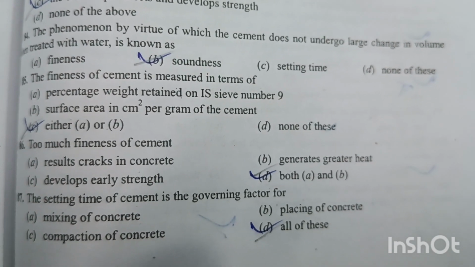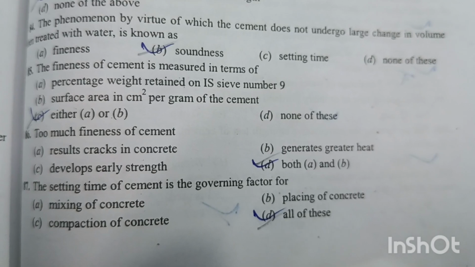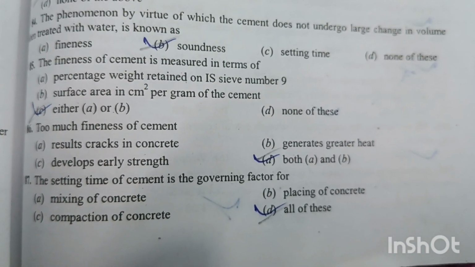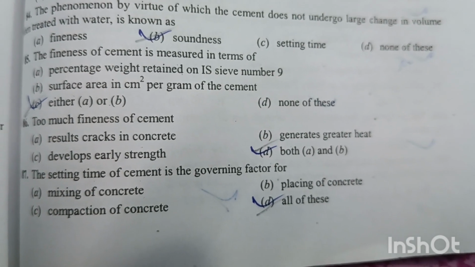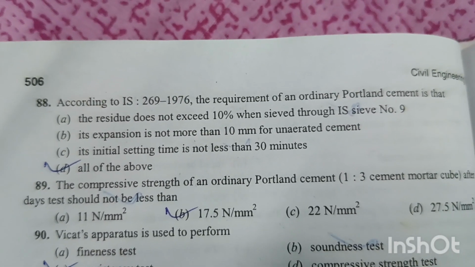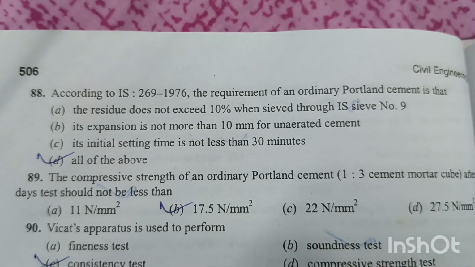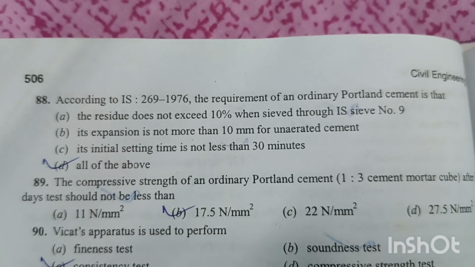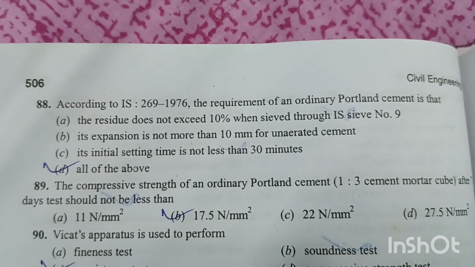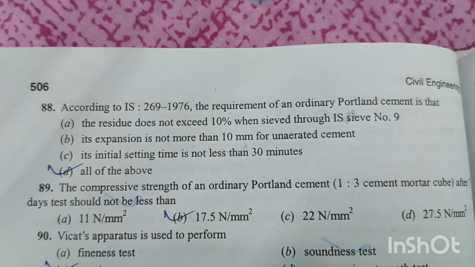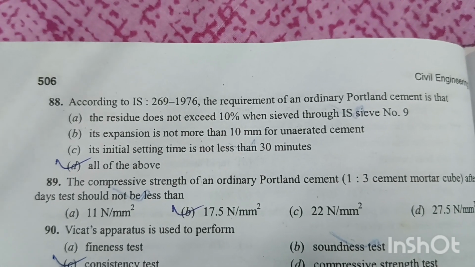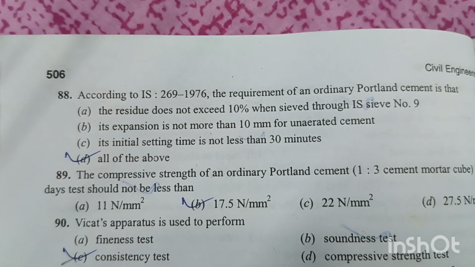Question number 87. The setting time of cement is a governing factor for mixing of concrete, placing of concrete, compaction of concrete. Option D is the right answer, all of this. Question number 88. According to IS 269/1976, the requirement of an ordinary Portland cement is that option A, the residue does not exceed 10% when sieved through IS sieve number 9. Right. Option B, its expansion is not more than 10 mm for unaerated cement. Right. Option C, its initial setting time is not less than 30 minutes. Right. Option D is the right answer, all of the above.